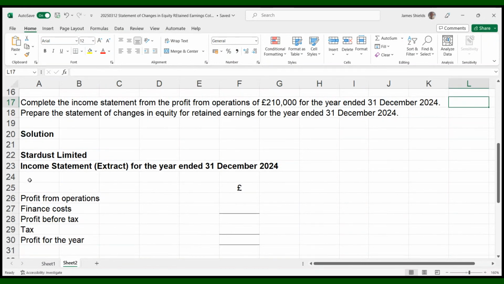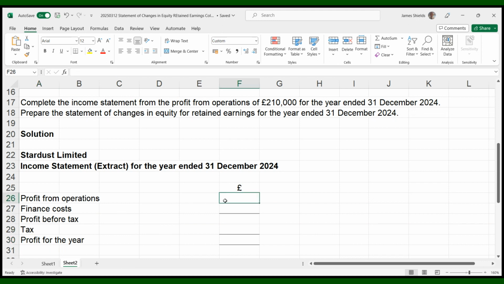It's going to be starting at profit from operations. We're going to have finance cost. Now remember, finance cost relates to interest. So in this question, it's going to be your debenture interest. We deduct that from the profit from operations, and we get profit before tax. Then we deduct the tax charge for the year, and we end up with profit for the year.